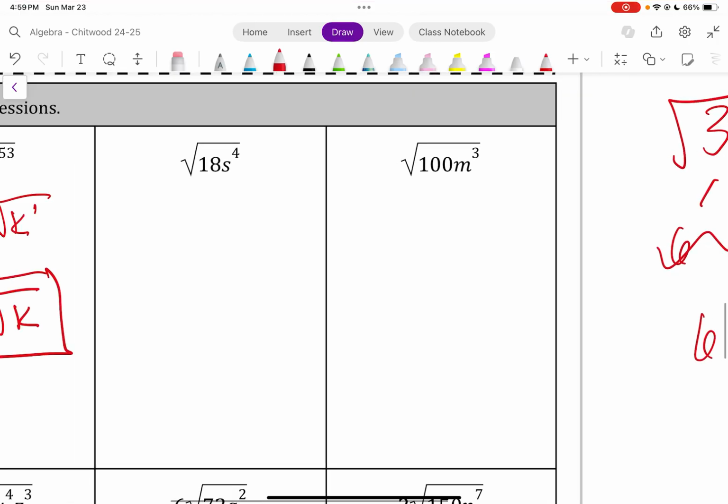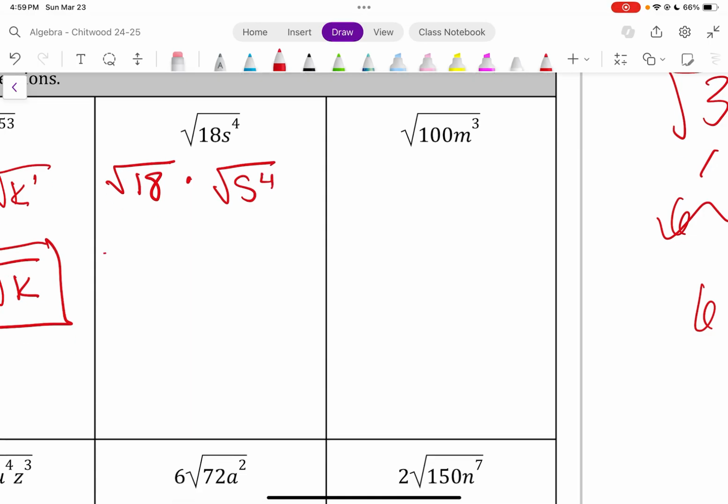All right, now what happens if I have both a number and a variable? Just break it up into the number part first. So I have my square root of 18 times then your variable. The square root of 18 can be broken up into the greatest perfect square, which is square root of 9 times square root of 2. Square root of 9 is just 3, and then left over, I have square root of 2. So that is the square root of 18.